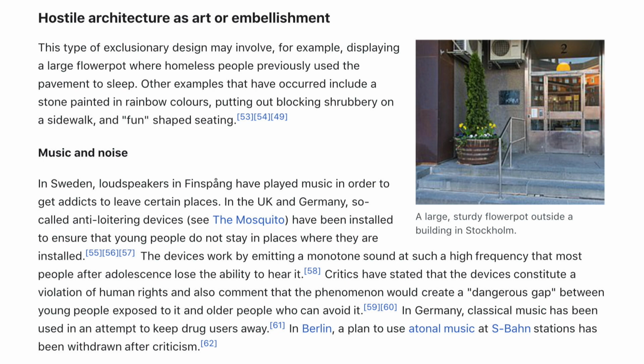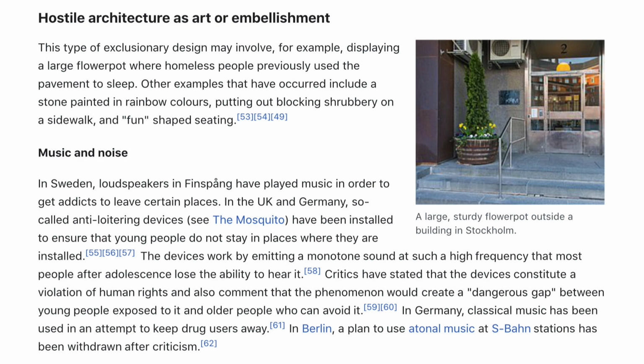Music and noise. In Sweden, loudspeakers in Finspång have played music in order to get addicts to leave certain places. In the UK and Germany, so-called anti-loitering devices, see the mosquito, have been installed to ensure that young people do not stay in places where they are installed. The devices work by emitting a monotone sound at such a high frequency that most people after adolescence lose the ability to hear it. Critics have stated that the devices constitute a violation of human rights, and also comment that the phenomenon would create a dangerous gap between young people exposed to it and older people who can avoid it.